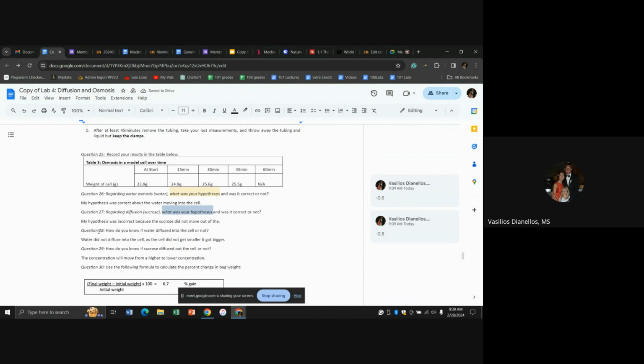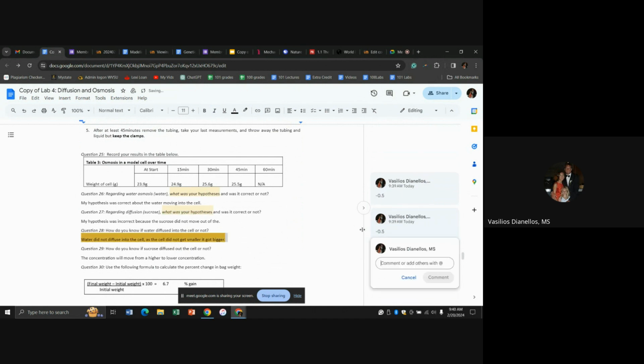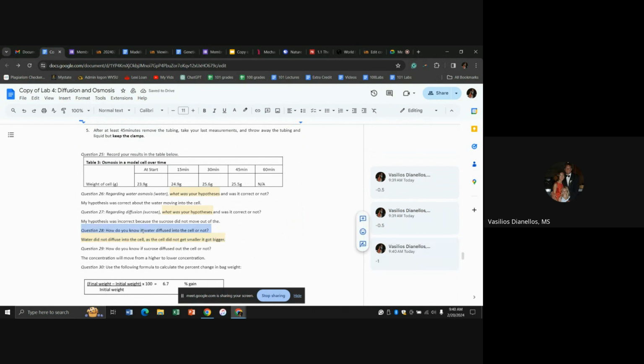How do you know if water diffused in the cell or not? Water did not diffuse into the cell as the cell did not get smaller. It got bigger. Okay. That's wrong, right? You just told me that the water did diffuse into the cell. That's why that's incorrect. But think about it. How do we know water diffused into the cell? Look at your data. I'll tell you if you want.